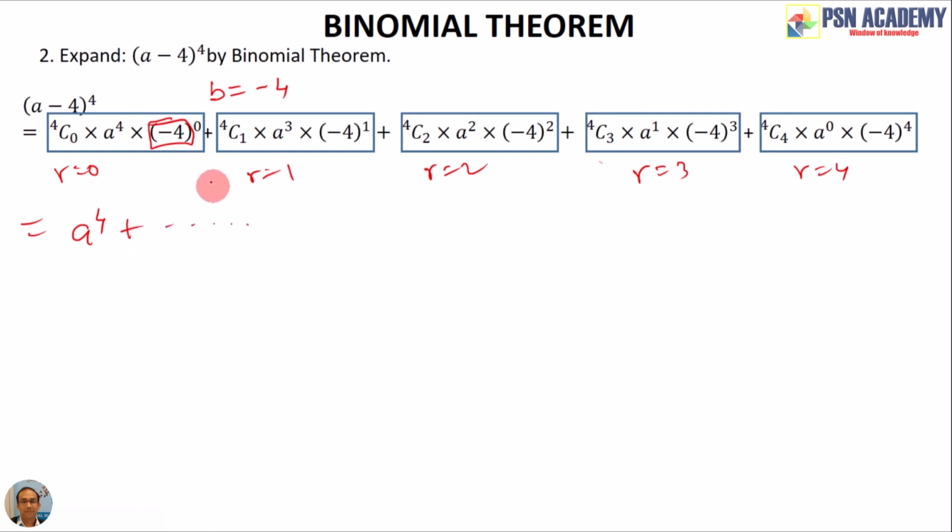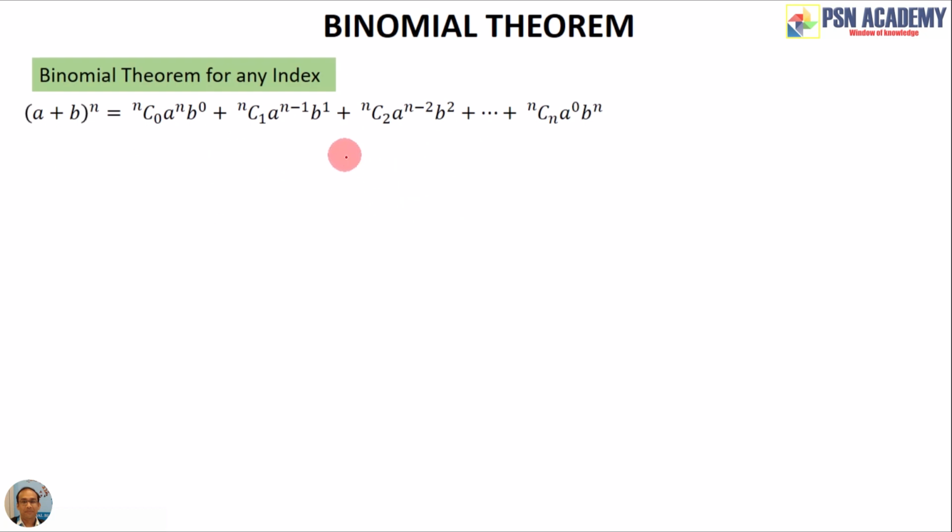I leave it to you to complete this, and we go to the binomial theorem for any index. Now we got this expansion with n equal to a positive integer. So nC0 up to nCn, and b starts from 0 up to n, and a starts from n and goes up to 0. That's all right. Now the question is, what if we have this kind of expression further, that is beyond positive integer n?